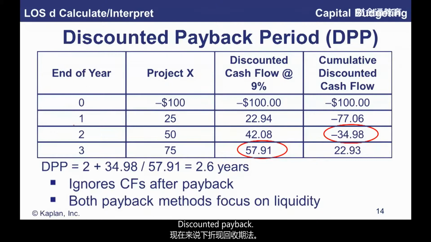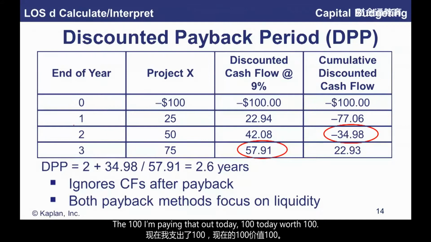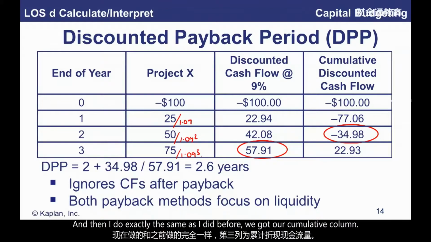Discounted payback. I'm now just going to discount these cash flows. So again, assuming a cost of capital of 9%, the 100, I'm paying that out today. 100 today is worth 100. In a year's time, I pay out 25, but I need to discount that by 1.09, 1.09 squared, 1.09 cubed. That then gives me the discounted cash flow, and then I do exactly the same as I did before. We've got our cumulative column.